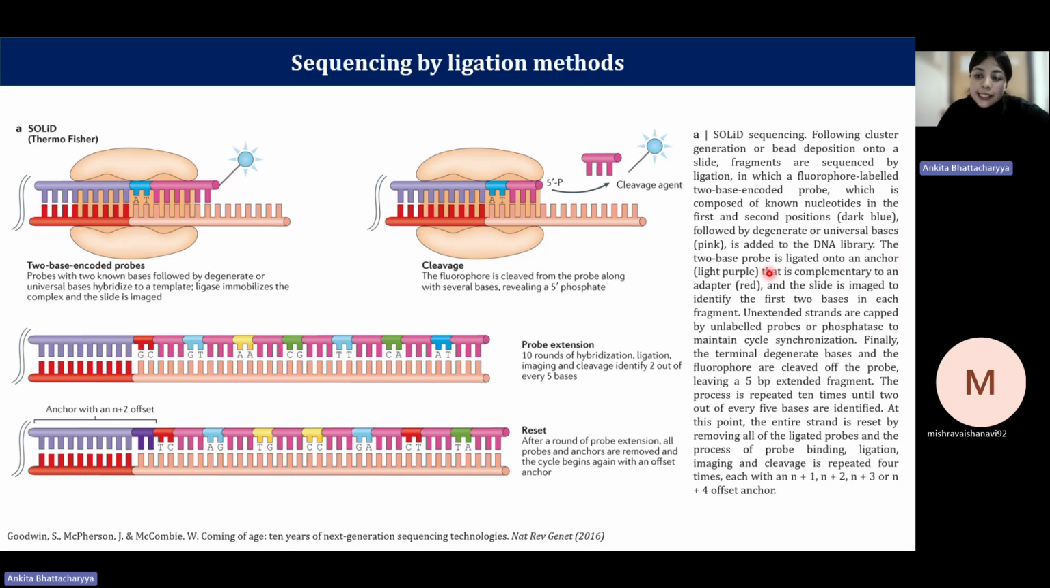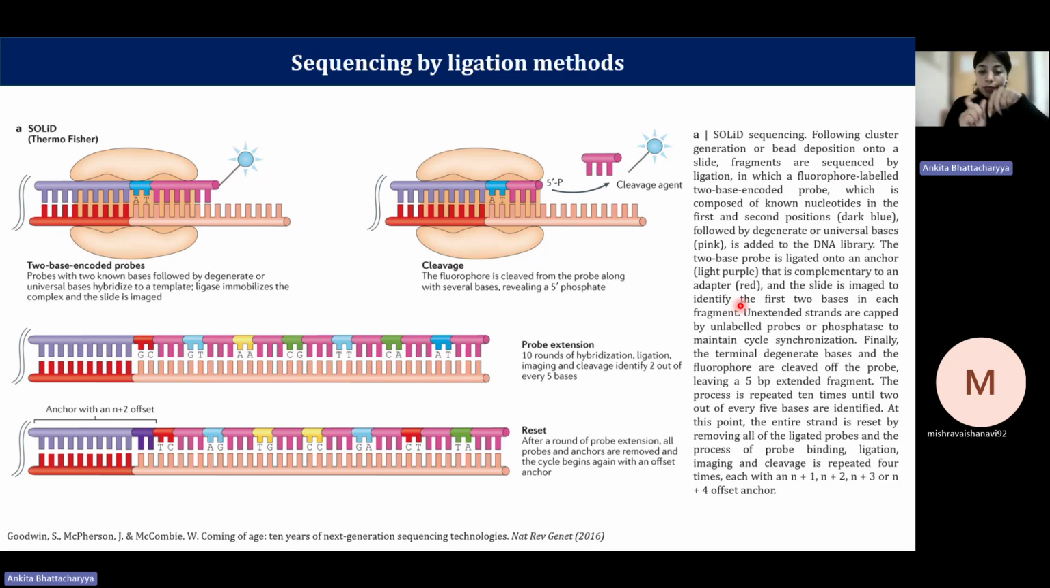The 2-base probe is ligated onto an anchor shown here in light purple, the anchor here. That is complementary to an adapter. Again, you know that the adapter is attached to your fragment of interest. And then the slide is imaged to identify what are the first 2 bases that got incorporated. So coming back, what do you have? You have a DNA sequence which has adapter ligation done on both ends. You denature it, you take one as your template. Complementary to the adapter you attached, you have an anchor sequence. So that is fixing your DNA in its position.